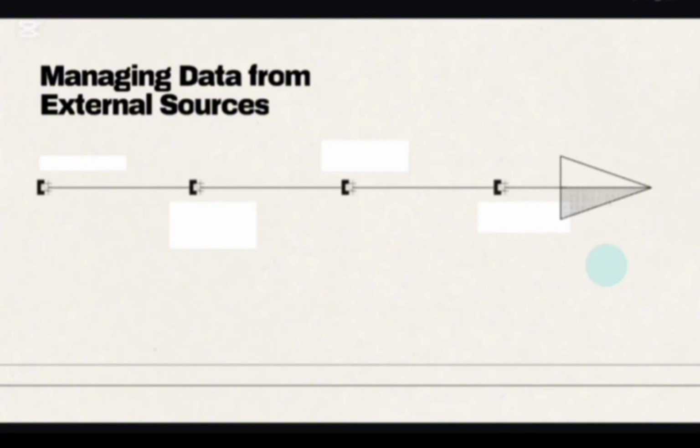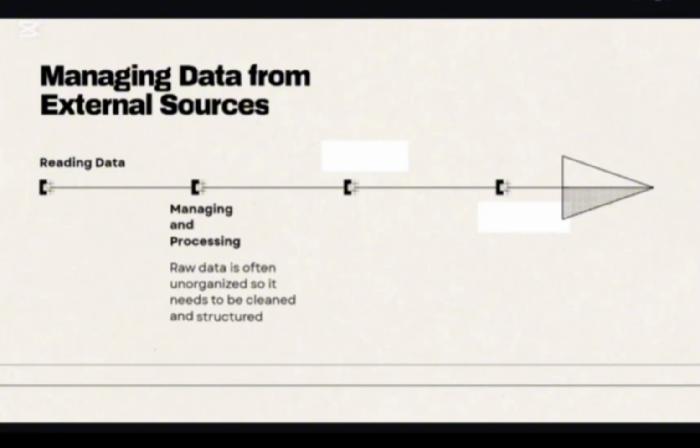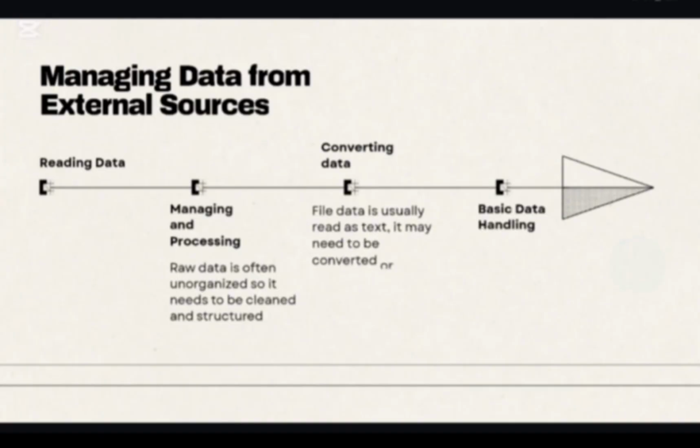Managing data from external sources. After reading data from files, the next step is managing and processing data. Raw data is often unorganized, so it needs to be cleaned and structured before use. Another important step is converting data into usable format. Since file data is usually read as text, it may need to be converted into numbers or separated into parts for processing. Basic data handling techniques are then applied, such as storing in lists and performing operations like sorting or calculating averages. This will allow the program to generate meaningful results.